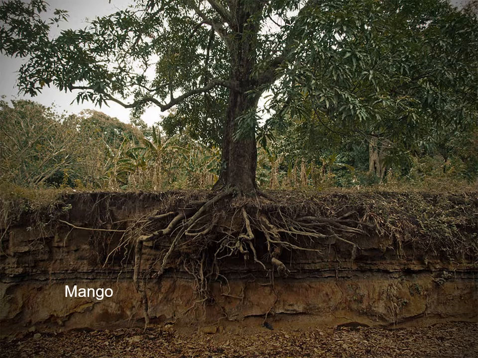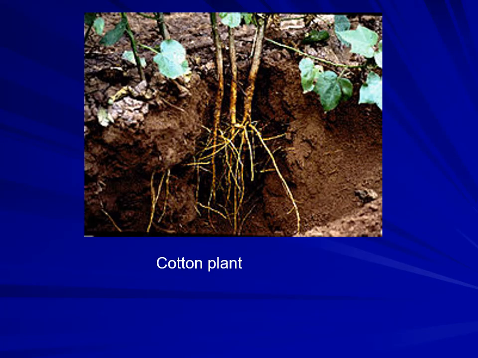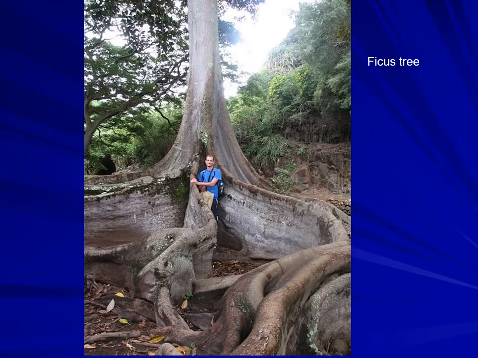This is a mango tree and kind of shows the typical root structure of a tree. Here we have what we call a tap root. This is a cotton plant. It's not a very good picture, but it's free. This is a ficus tree.